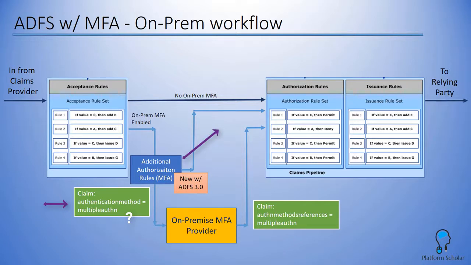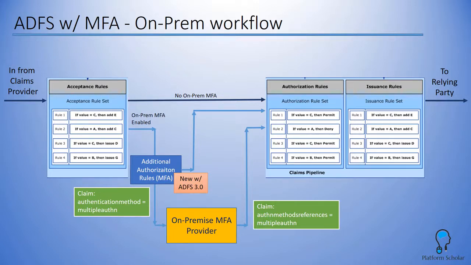If this claim is not present, then the MFA is not engaged and execution continues to the authorization rules. When the MFA is engaged, if it's the Microsoft Azure MFA server, it sends the user info to Azure to perform the MFA. That means nothing on-premise is actually making phone calls or sending text messages. That's all being handled by Azure in the cloud.